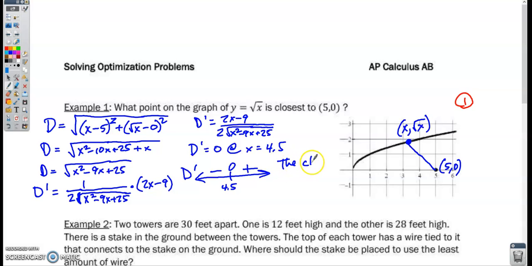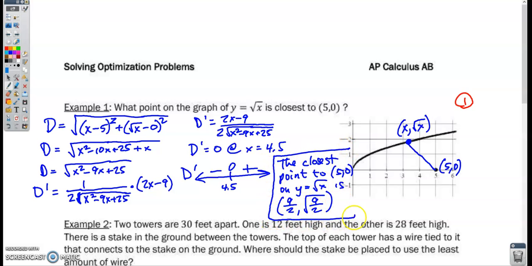And so the closest point to 5, 0 on y equals the square root of x is 9 halves, square root of 9/2. And there's our answer to this optimization problem. And that point is right about here.